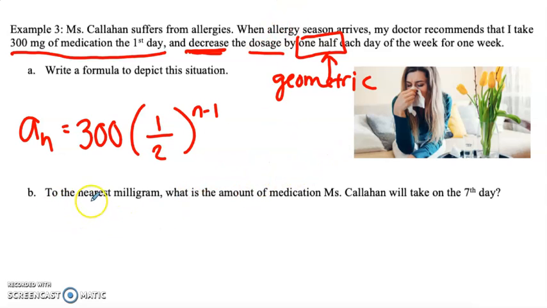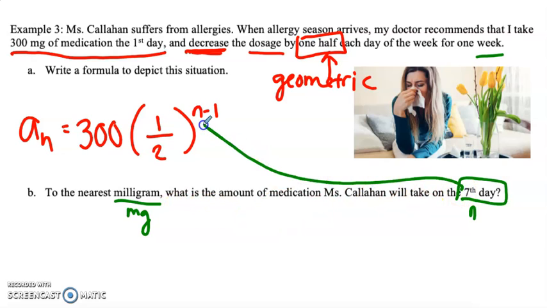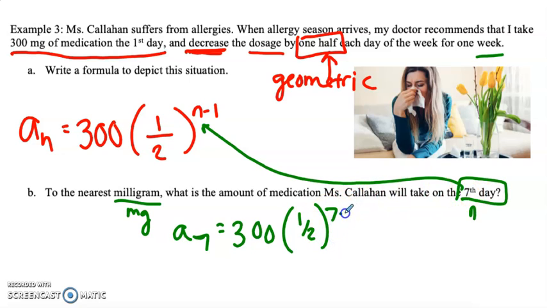Part B, to the nearest milligram: what is the amount of medication that I will have to take on the 7th day? Okay, so again, this is my end value. It is my day of the week. So on the 7th day, I'm just going to take 7 and put it in place of n. So a sub 7 will be 300 times 1/2, and then I'll put 7 minus 1.